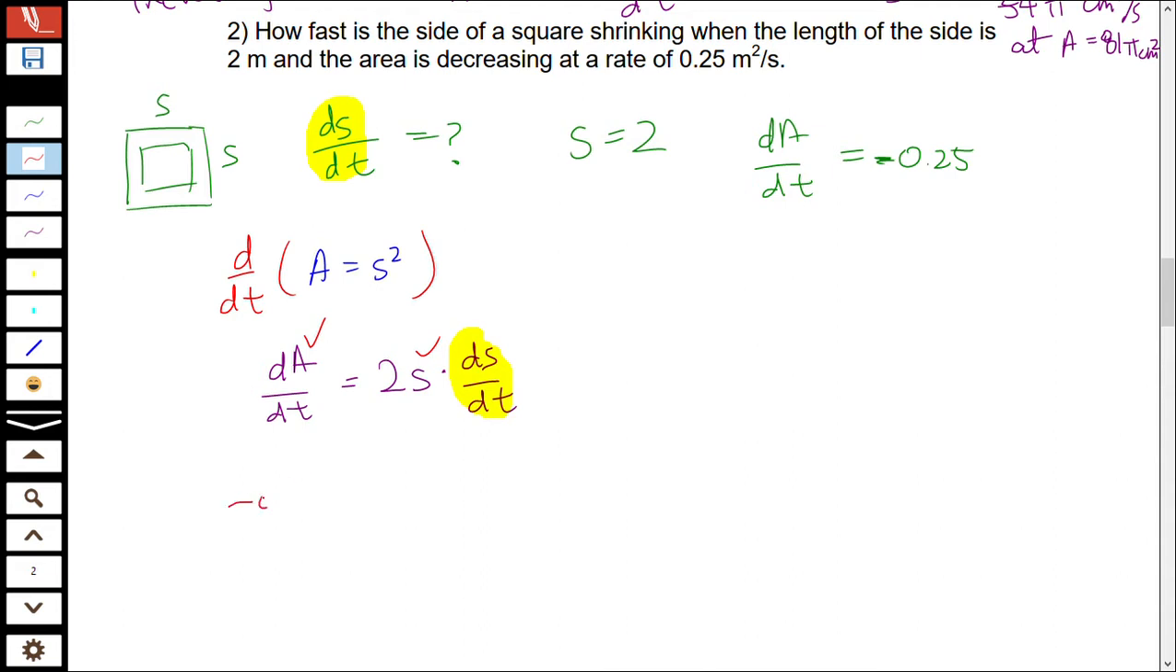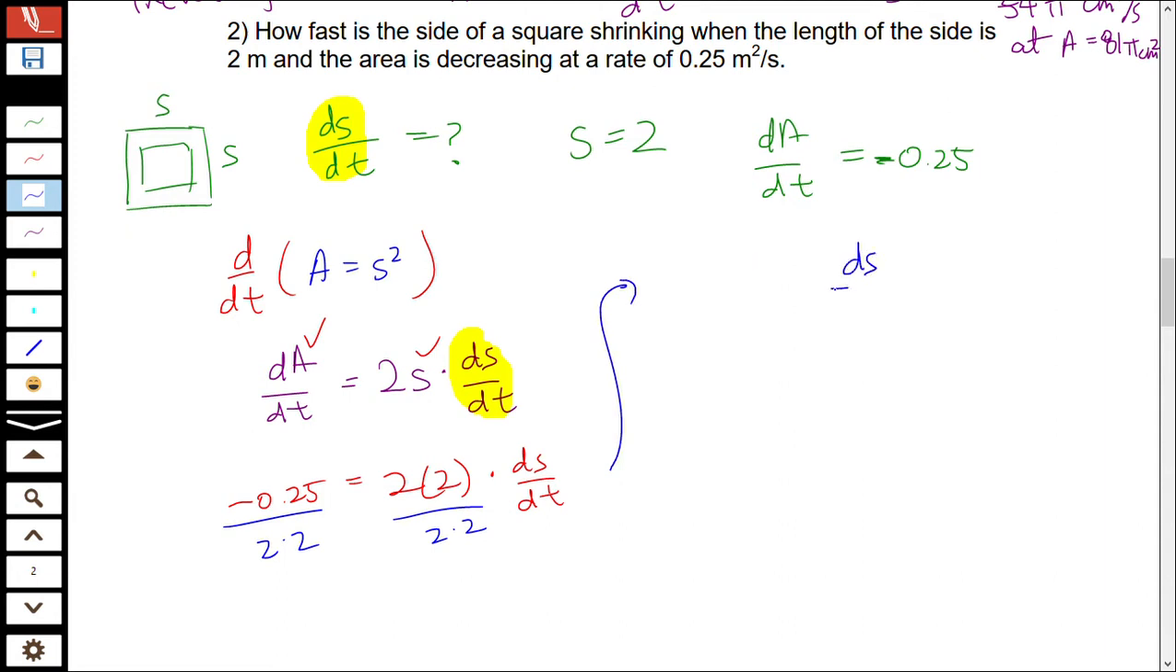So we're going to have negative 0.25 and then 2 times 2 is equal to, not equals to, times ds over dt. Now, because these are multiplied, I'm going to divide both sides by 2 times 2, or 4. And I'm going to have ds over dt is equal to 1 over 4 divided by 4. Well, it's 1 over 4 times 4. It's going to be negative 1 over 16.